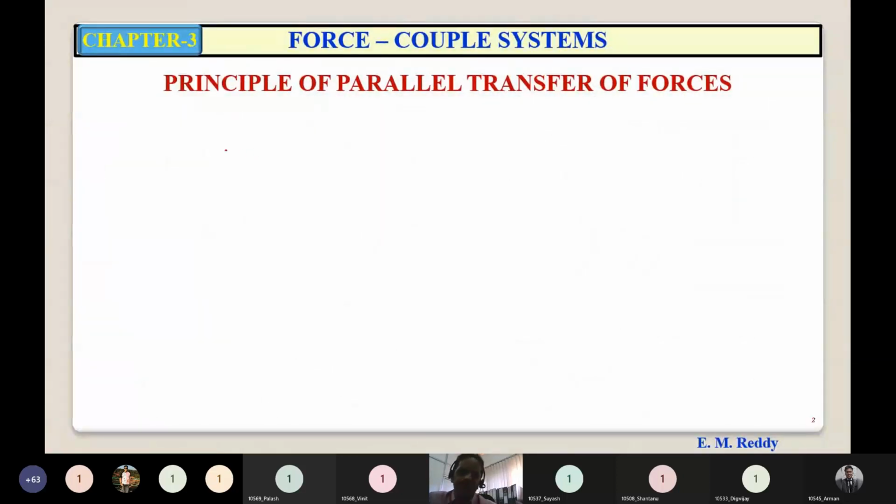Now, let us consider this plane. Say A, B, C, D. Force is acting, say 20 Newton at point A, making an angle 30 degrees. The size of this plane is, say this is 5 meters, 2 meters. Now, I want to transfer this 20 Newton force from point A to point C parallelly.